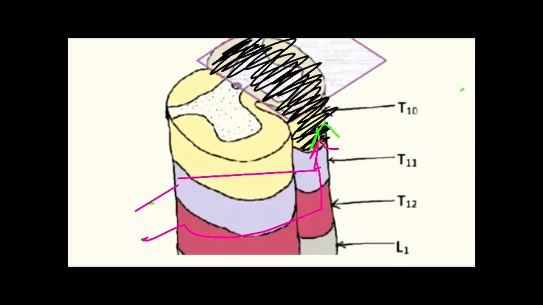It's trying to go up, but T10 is cut. It will never go up. That's why you lose it on those sides.